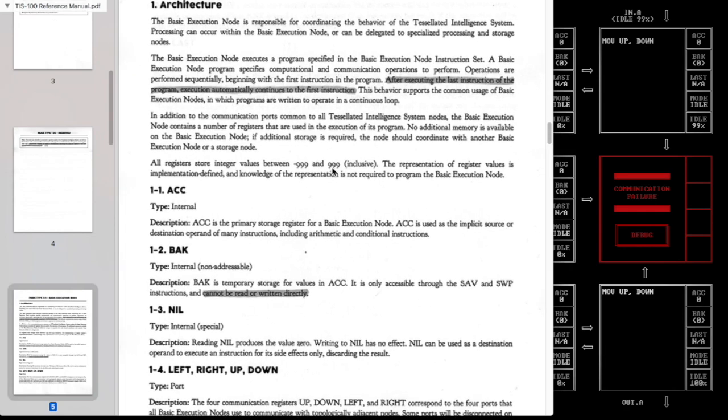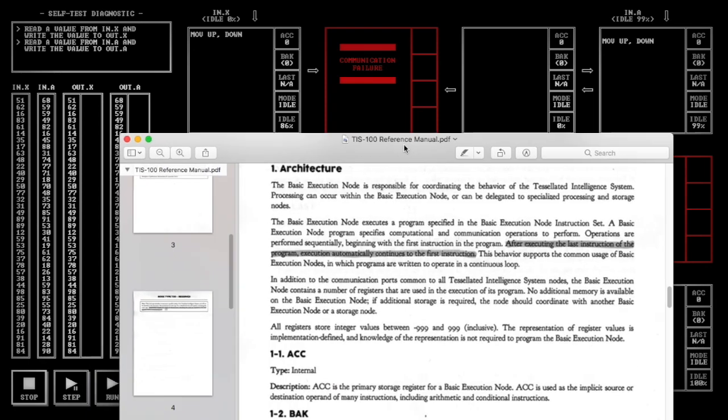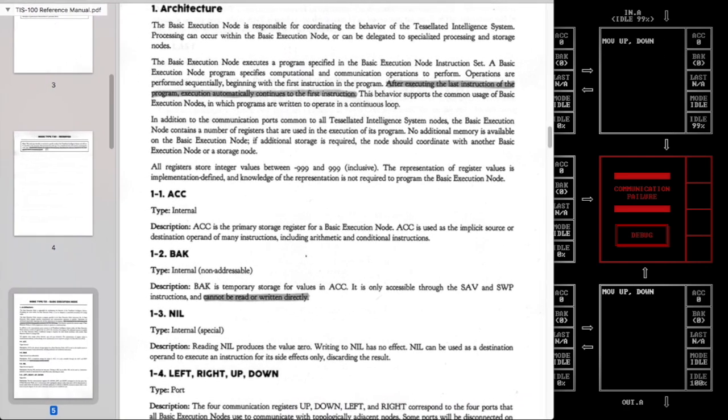Architecture, oh my goodness. Okay, so coordinating behavior, basic execution node. Oh, here we go. In X, in A, out X, and out A. Wow, that's cool. So it's almost like a chip, but it's like a computer with different inputs and outputs. That's really cool, actually.